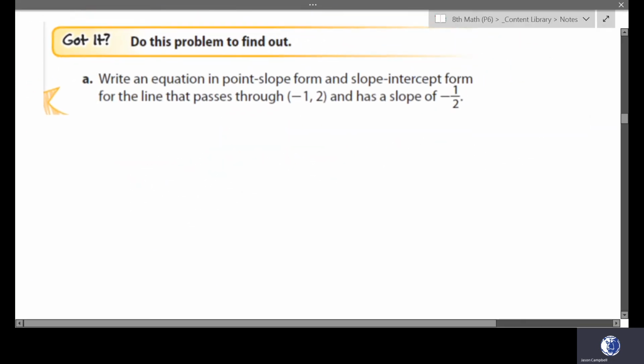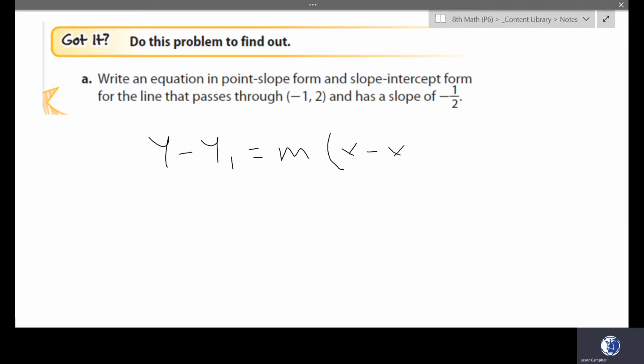Go ahead and try got it A, and then resume this video when you're done. Got it A says write an equation in point-slope form and slope-intercept form for the line that passes through -1, 2, and has a slope of -1/2. So I'm going to plug these values into my equation. Y minus y1, so y subtract 2, is equal to m, -1/2, multiplied by x subtract x1.